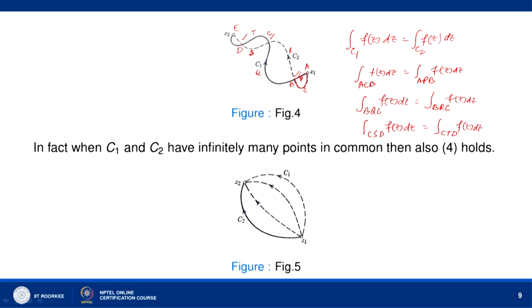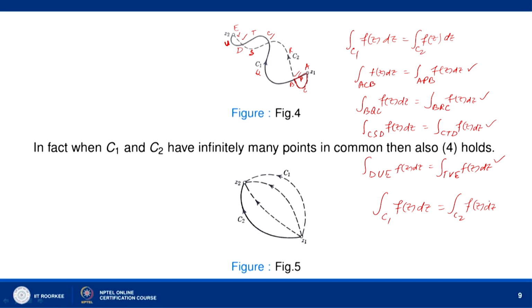And lastly, we consider this last part, with a point U here and B here, and the integral over the one path is equal to the integral over TBE. So now add all these equations. We get the integral over C1 of f(z) dz equal to the integral over C2 of f(z) dz. So if the two curves C1 and C2 have finitely many points in common, then again the integral over C1 of f(z) dz equals the integral over C2 of f(z) dz.